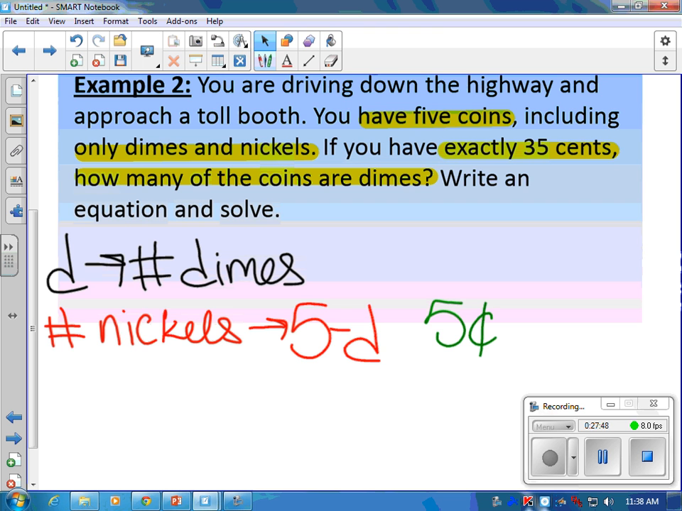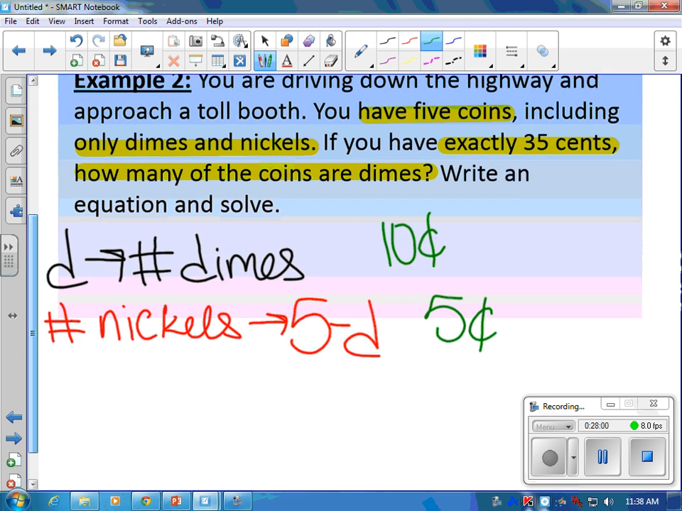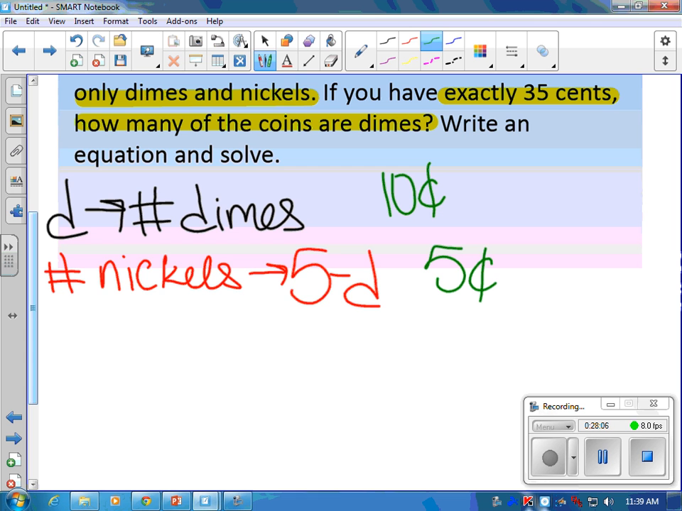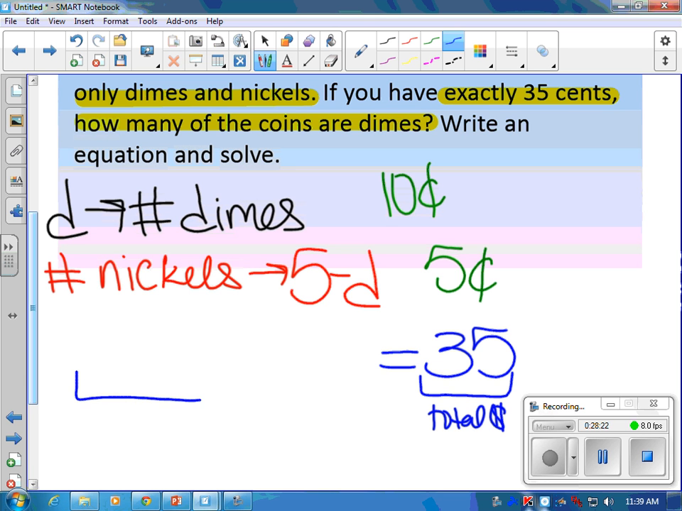So now let's think about, we also said that the amount of money that they're worth is going to come into play. So we know that nickels are each worth 5 cents and dimes are each worth 10 cents. So now we need to write our equation. So what is it going to be equal to when I write this equation? I know I need to have 35 total cents. So this is the total money. I know that I've got some money from dimes. And I know that I've got to have some money from nickels.